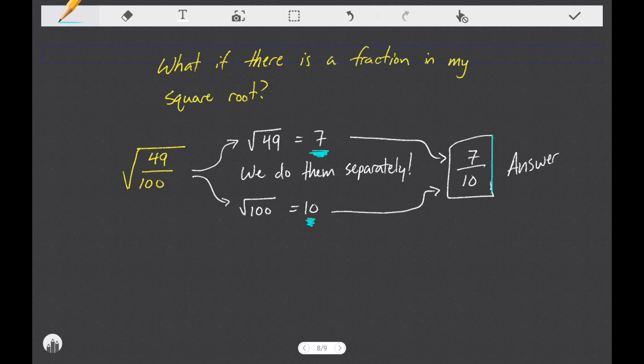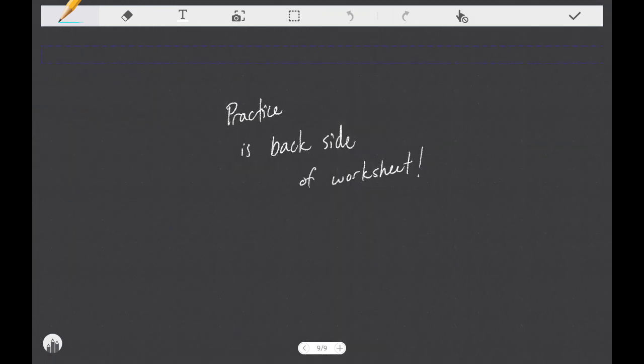So when you run into some of these on your homework, you just do them separately. So speaking of homework, or I should say practice, because it's not homework this time. Go ahead and practice this. It is on the back side of your worksheet.